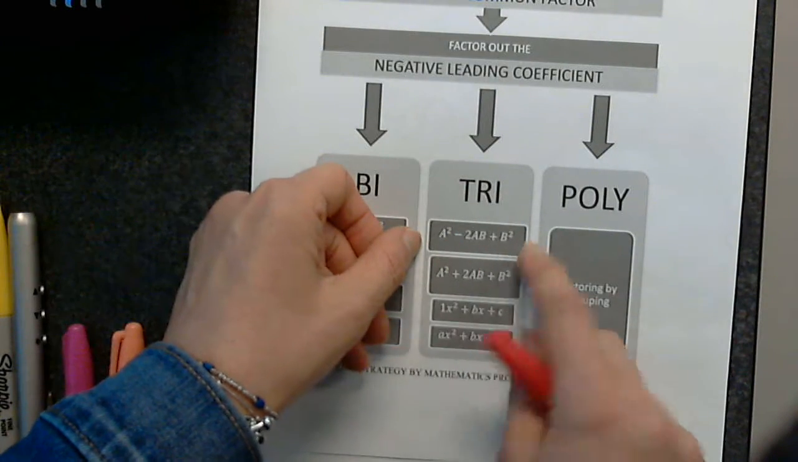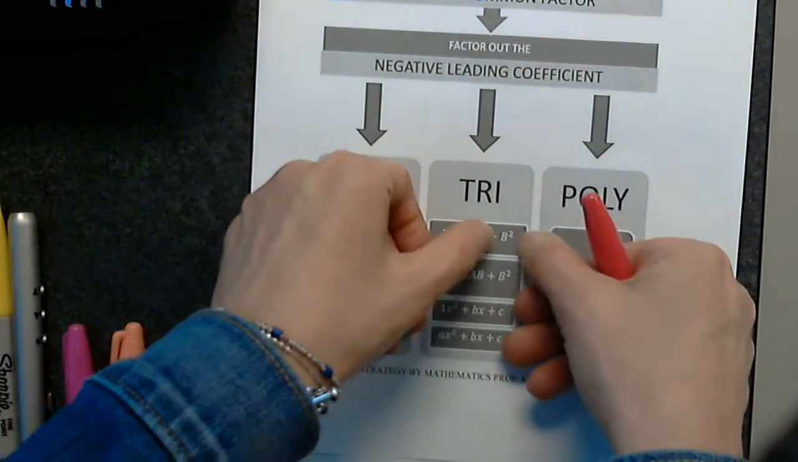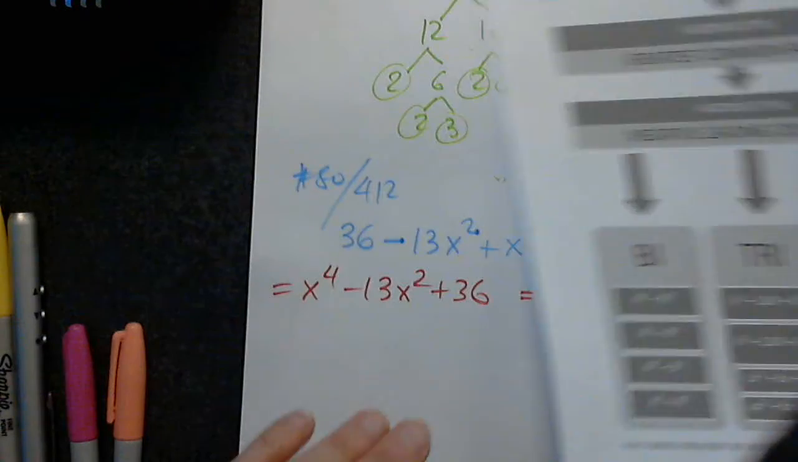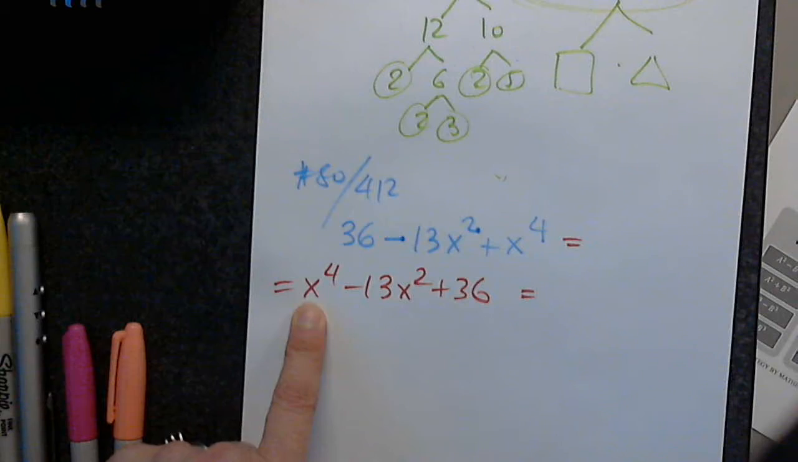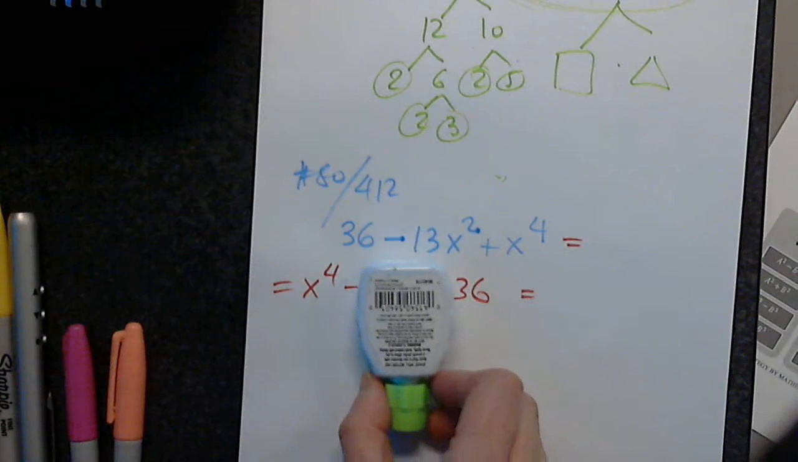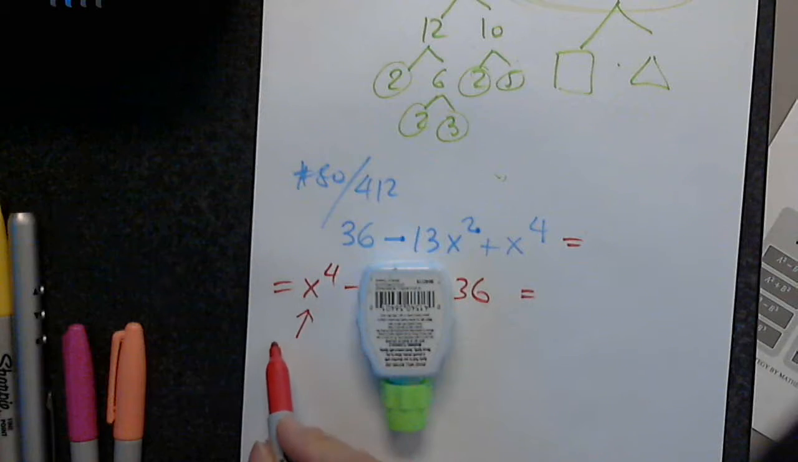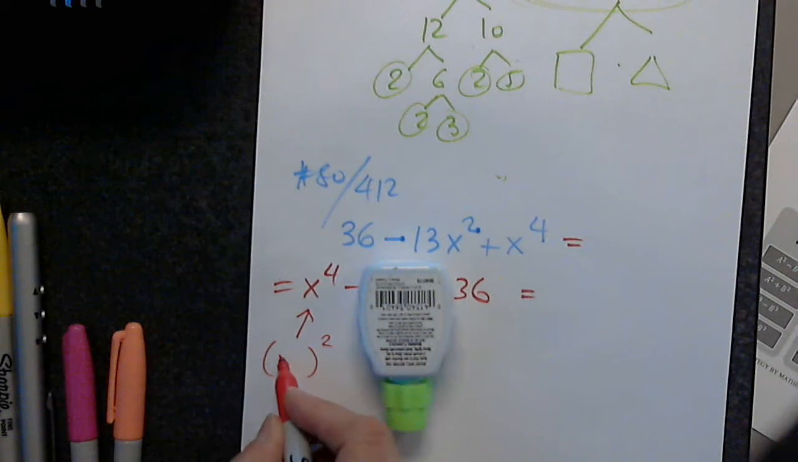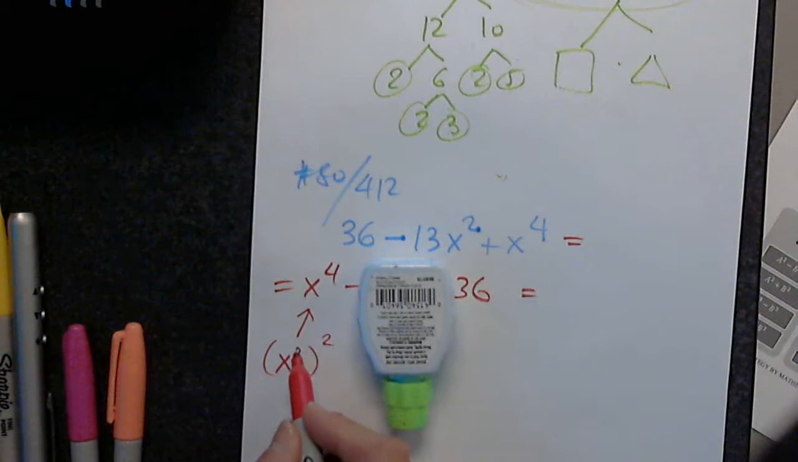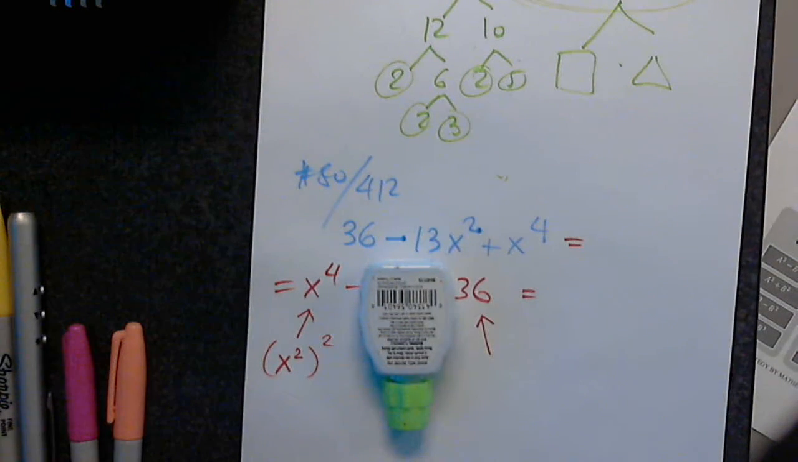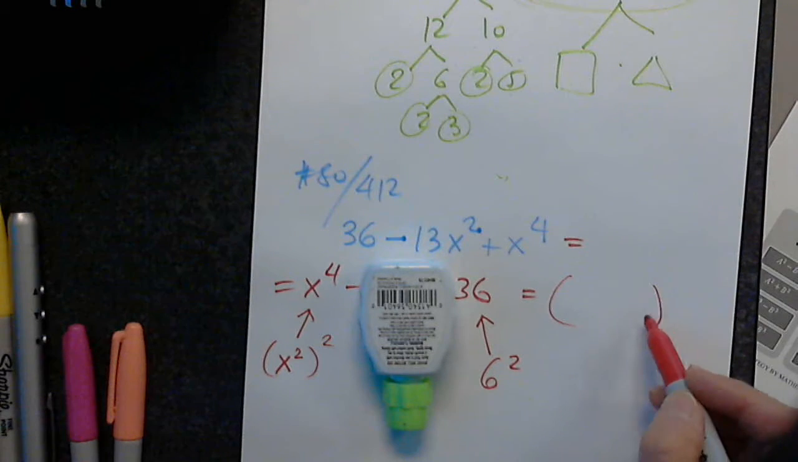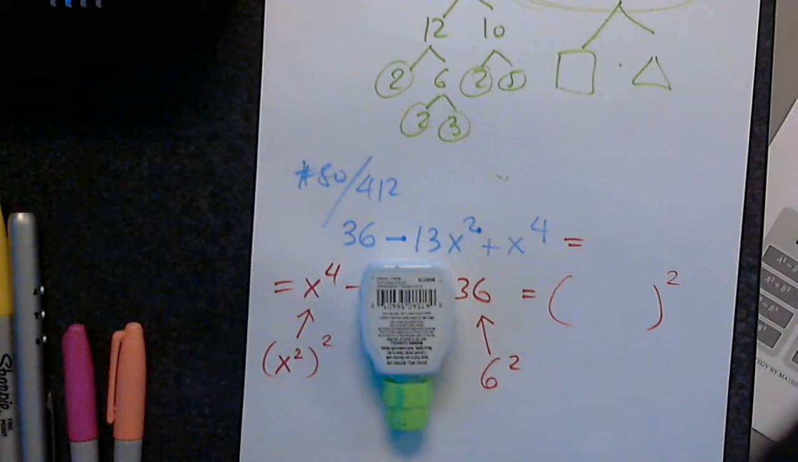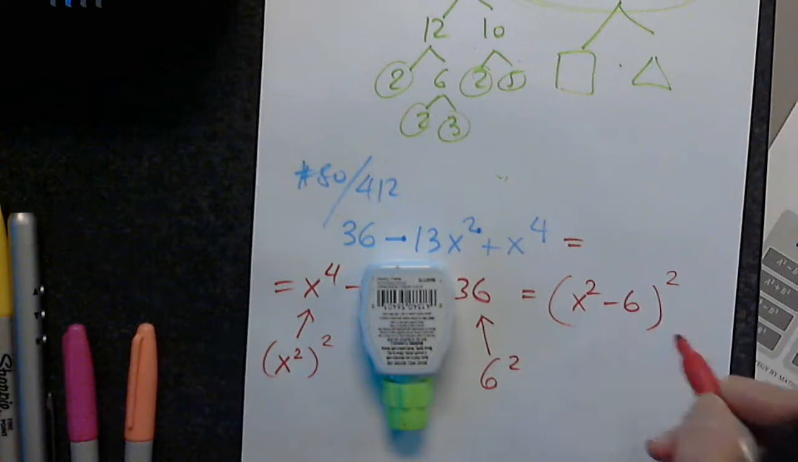However, since this is negative, obviously I'm only going to look at this. Then I'm going to check whether this is a perfect square and whether this is a perfect square. Is this a perfect square? This is a perfect square. What is it? X squared. Very good. What is this? 6. Very good. 6 squared. So what do you expect to get? There's no guarantee yet. But what do you expect to get? Is it x squared minus 6? Very good. X squared minus 6, everything squared.